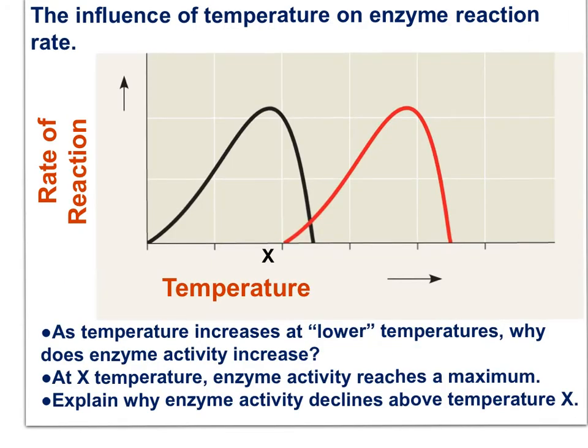Here are two curves displaying enzyme-catalyzed reactions as a function of temperature. And I'm asking you questions. As temperature increases at lower temperatures, why does enzyme activity increase? With more energy in the system, molecules are moving faster, increasing the number of collisions between enzyme and substrate, and with more collisions between enzyme and substrate, the reaction rate increases.